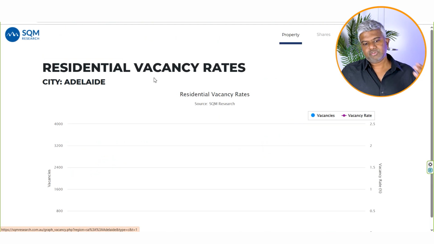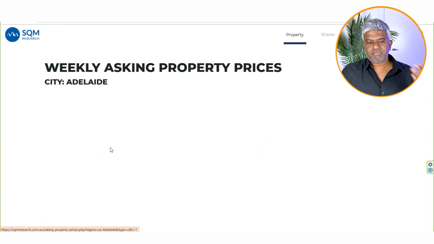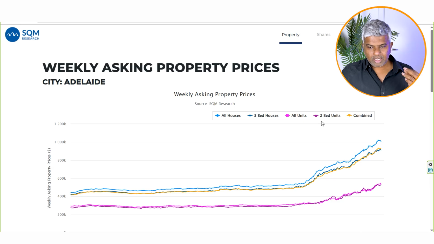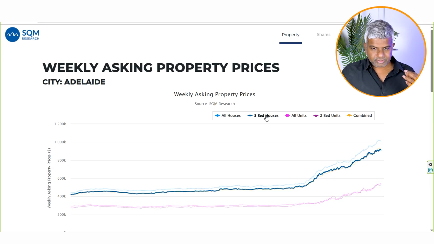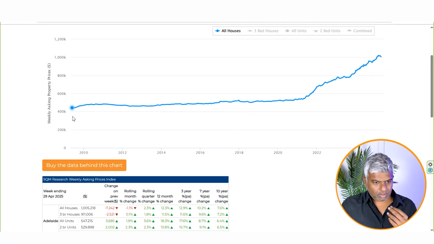So let's say we saw the capital cities and we wanted to analyze Adelaide further. Okay, so I'm going to look at the asking prices for Adelaide. Let's just look at all houses for Adelaide. So you can see from here that the price was stagnant from 2010, and then for 2021 onwards it's been picking up very strongly. In fact, median price was around 450,000 in 2021, and now it's around 1 million. So that is already telling me that prices in Adelaide have doubled over a short time frame.